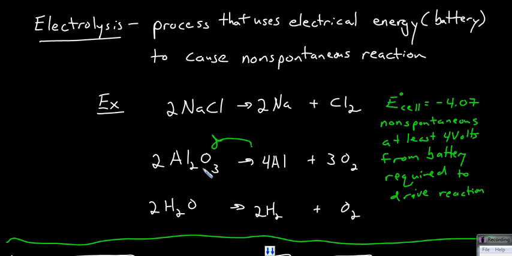For example, the purification of aluminum oxide, bauxite. You can get your aluminum foil from taking ores such as this from within the earth and running them through electrolysis to get pure elements.